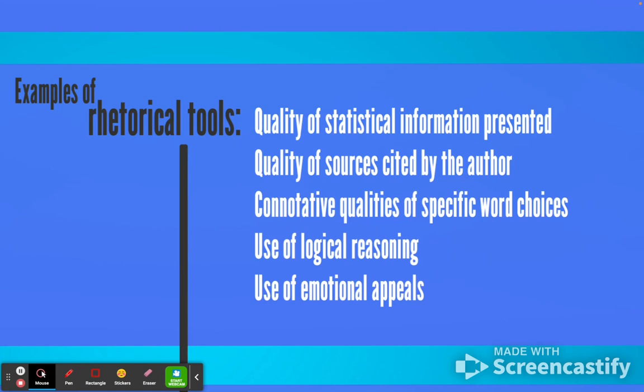So, let's talk about examples of rhetorical tools. I'm just going to go down the list of rhetorical tools you might see.